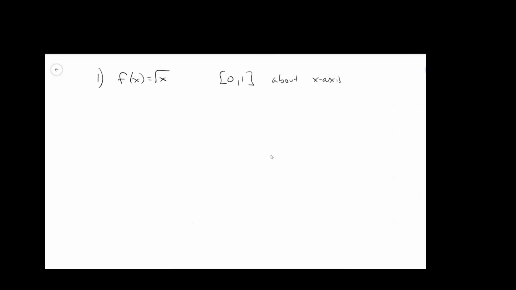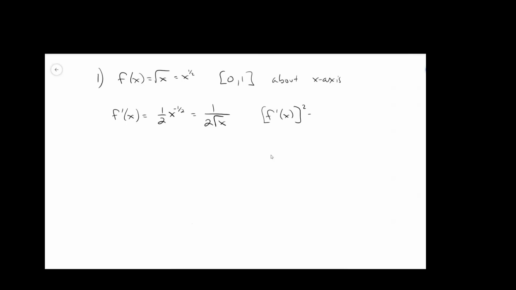So basically, I need to find the derivative, f prime of x. And again, we know that's x to the 1/2 power. So f prime is 1/2 x to the minus 1/2, which we can write as 1/2 root x. Might as well go ahead and square it too.